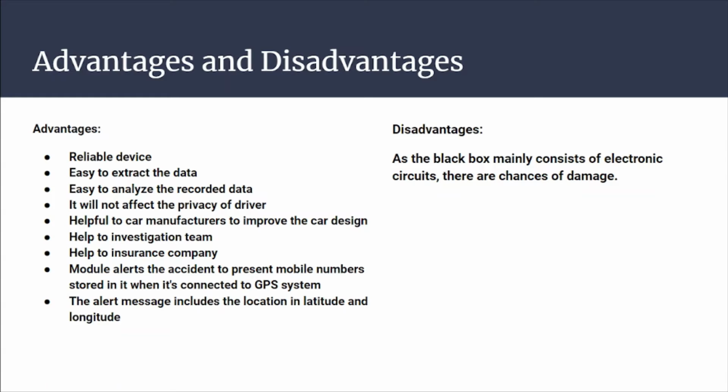The module alerts the accident to preset mobile numbers stored in it when it's connected to a GPS system, and the alert message includes the location in latitude and also in longitude. Simultaneously, we have disadvantages for it. As the black box mainly consists of electronic circuits, there are chances of damage.